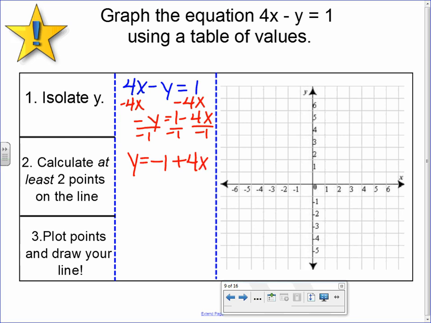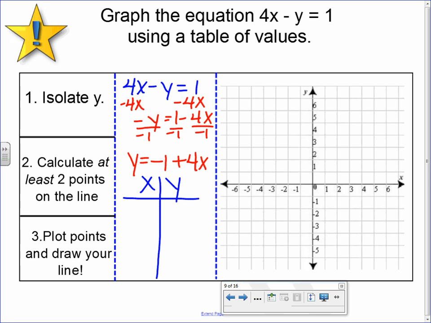Once the y is alone, we're going to make an xy table, and we're going to find points that work in this equation. Now we're going to start with x's. Those are our inputs. We're going to get out y's. Those are our outputs. This is why we want the y alone, because that's the output. We're trying to figure out what it equals. The good news is you can pick any x value you want here. You need to pick 2 of them.